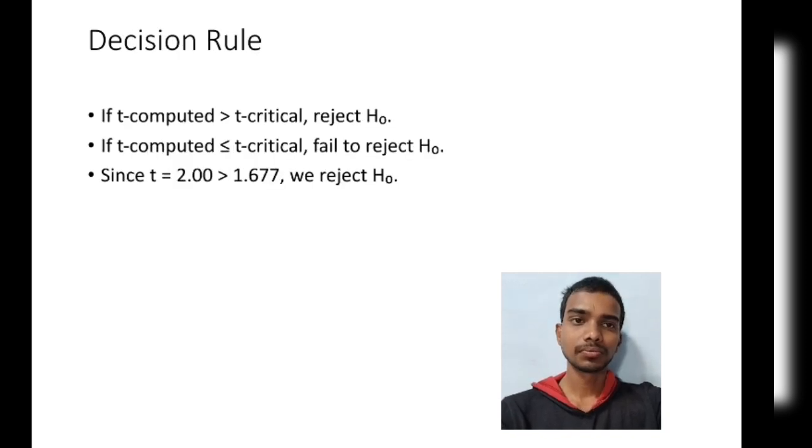Decision rules. If T computed is greater than T critical, reject H0. If T computed is less than T critical, fail to reject H0. Since T is equal to 2.00 is greater than 1.677, we reject H0.